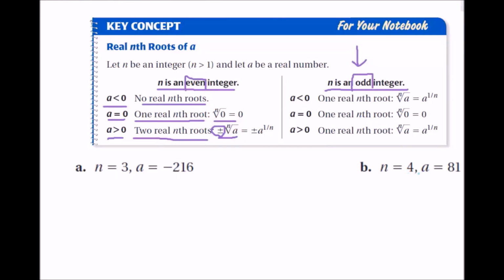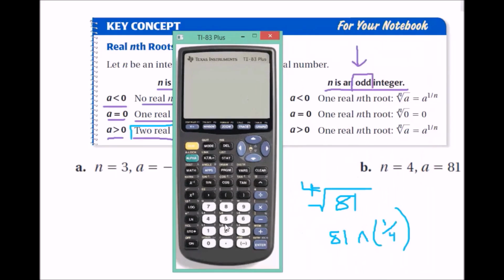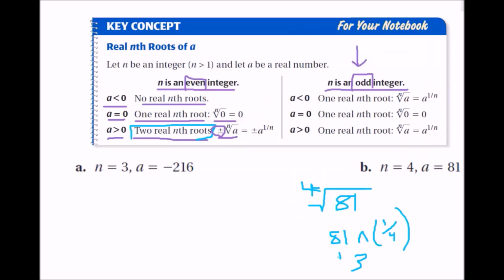The second one is n equals 4, a equals 81. So n is an even integer. a is greater than 0. It's going to have two real nth roots, plus or minus the root of that. So we have the fourth root of 81, or you can write 81 to the 1/4 power. Same thing. Plug that into your calculator, see what you get. 81 to the 1/4, and the answer is going to be 3. And of course we have to write plus or minus 3 because that's what it says. We're going to have two answers, plus or minus that number.